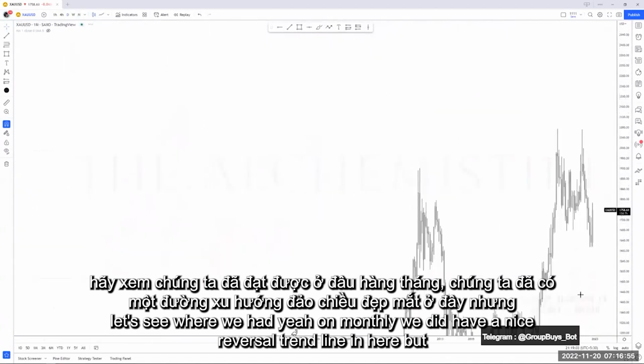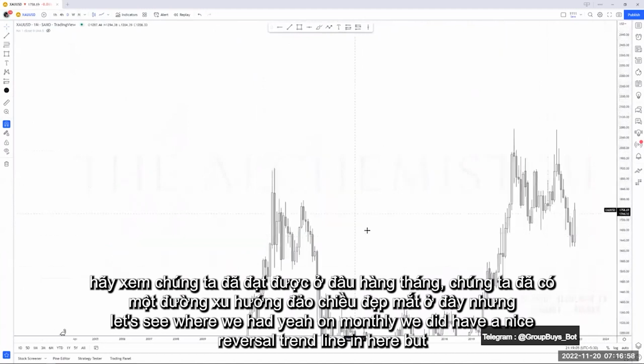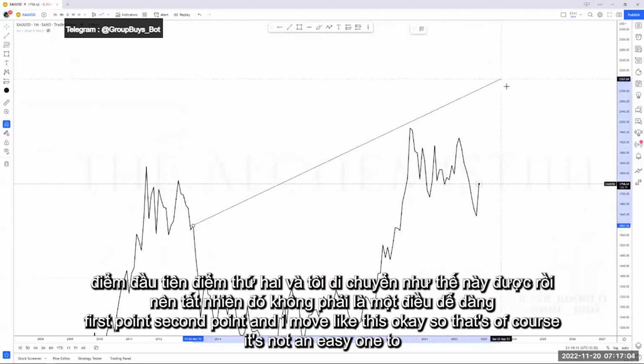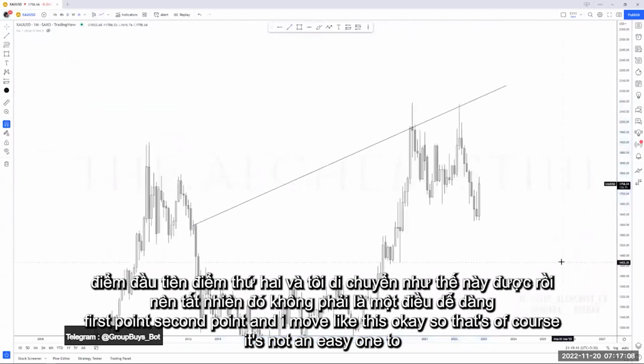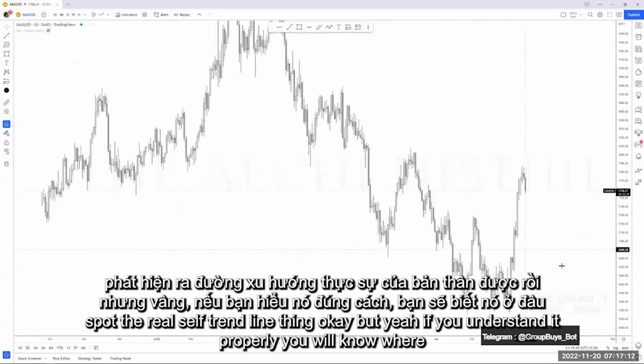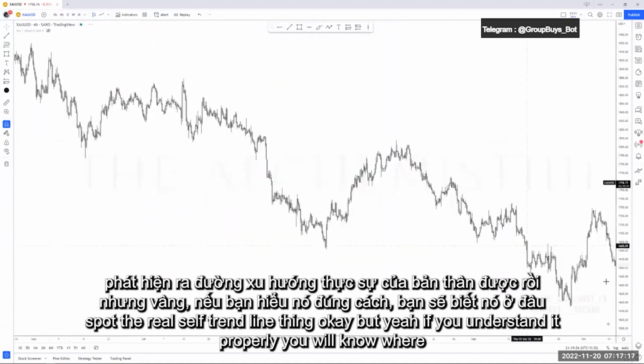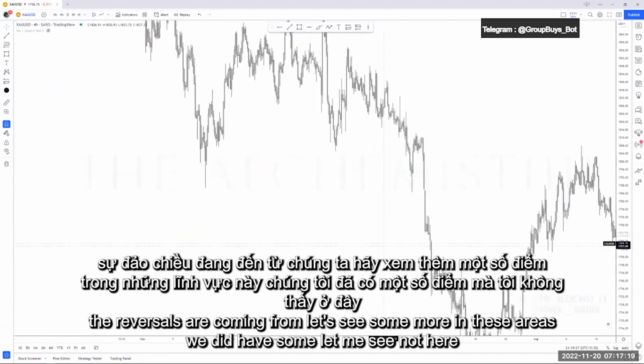Yeah, on monthly we did have a nice reversal trend line in here, but it was not that good because there were no higher time frame POIs or anything. See, first point, second point, and a move like this. Of course it's not an easy one to spot, the reversal trend line thing. But if you understand it properly, you will know where the reversals are coming from. Let's see some more.